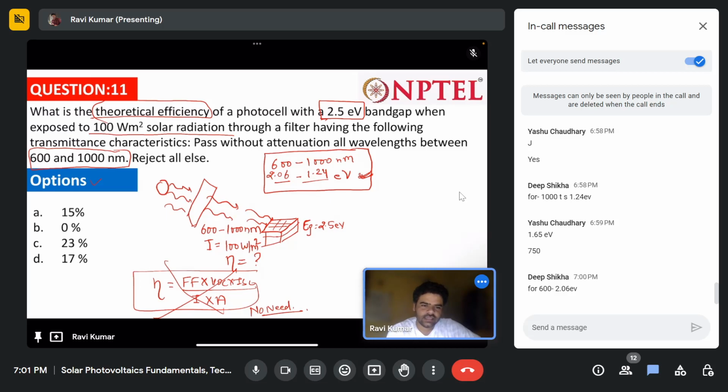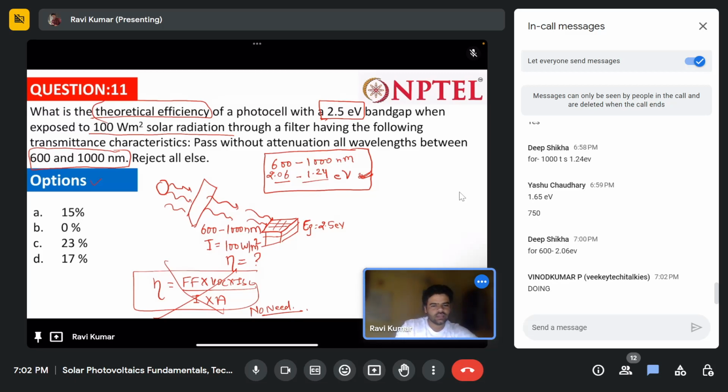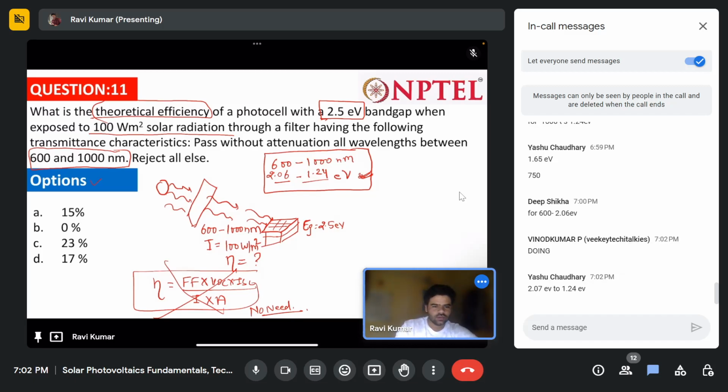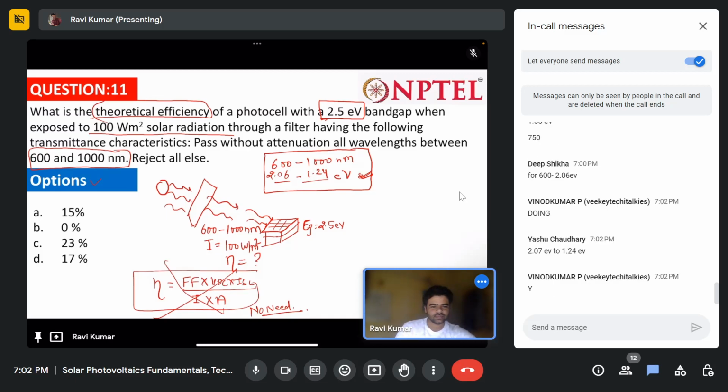This range is correct? Yes, no? Vinod, are you calculating? Deepsika already gave her answer. Yashu is calculating, don't know what. Okay, do it. 2.07, 1.24. Yes. So it is almost the same, 2.06. So we consider this is correct.